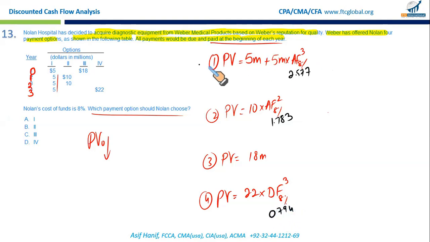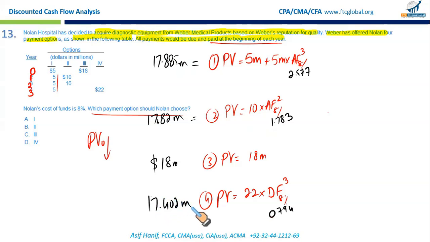So if you equate, this one is going to be 17.885 million. This one is going to be 17.82 million. This is the full 18 million, no discounting needed. And this last one is going to be 17.402 million. Yes, you can see, absolutely right, Ahmed. The last option is the lowest.